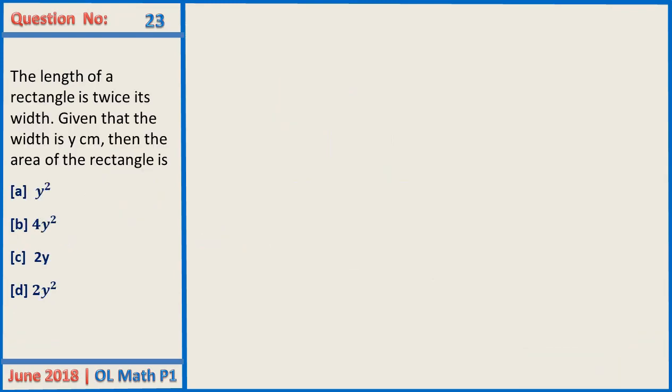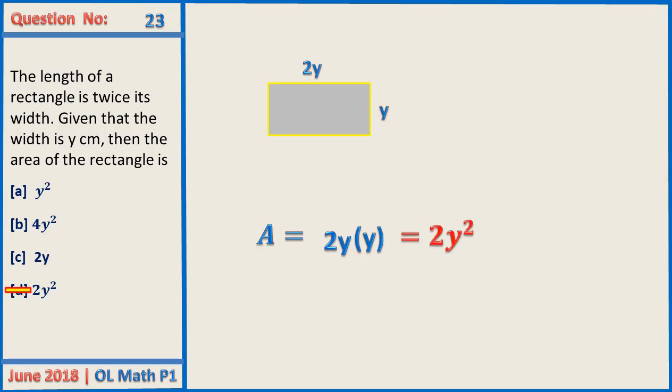Alright, question 23. The length of a rectangle is twice its width. Given that the width is y centimeters, then the area of the rectangle is, so area is length times width. In this case, our length is 2y because the length is 2 times the width and the width is y. So 2y is the length and the width is y. So area is equal to length times width, giving us 2y times y, and this gives us 2y squared. Key is D.